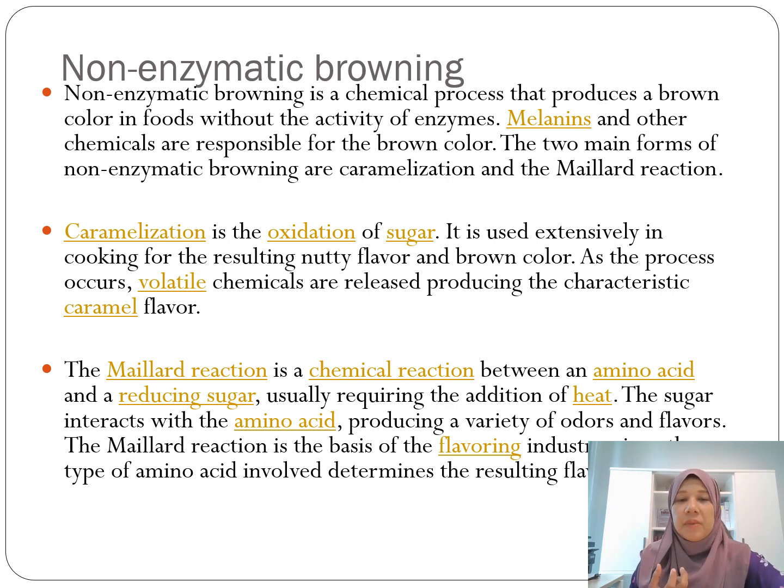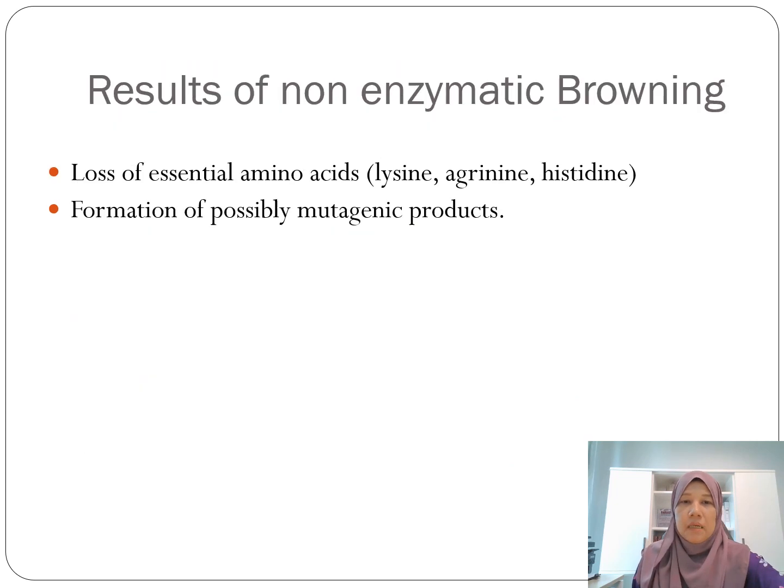The other example of the Maillard reaction is meat. When you grill meat, you can see the surface of the meat change from red to brown. That's an example of the Maillard reaction. The results of non-enzymatic browning are normally a loss of amino acids or protein. The amino acids here are normally lysine, arginine, and histidine.